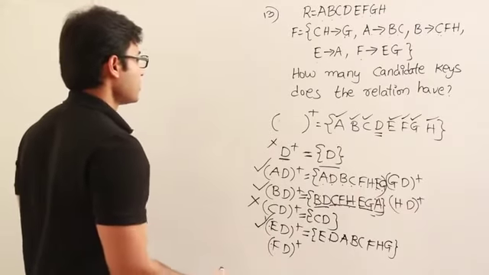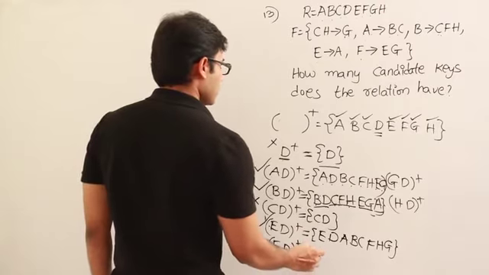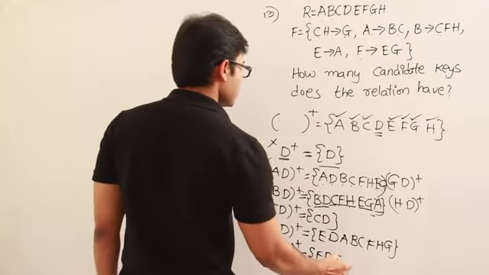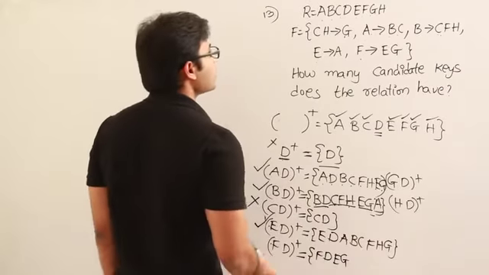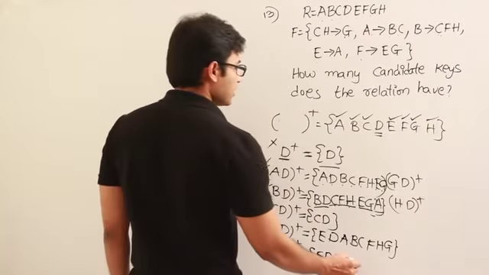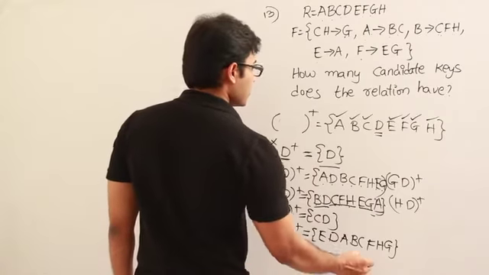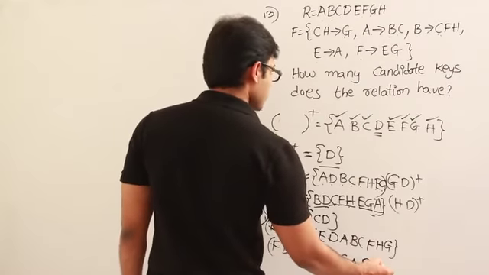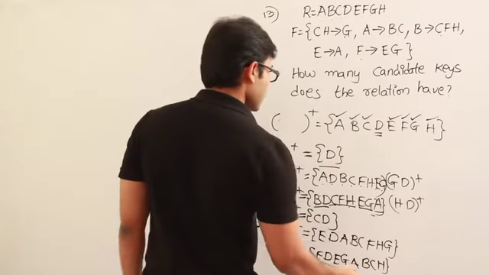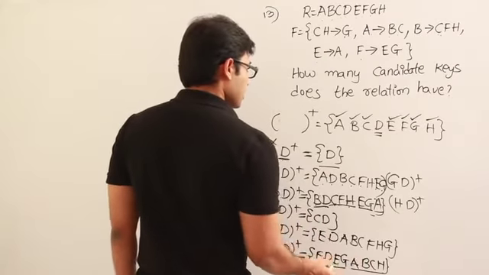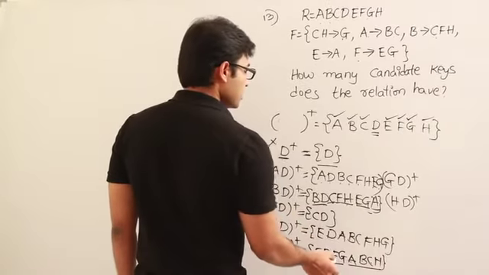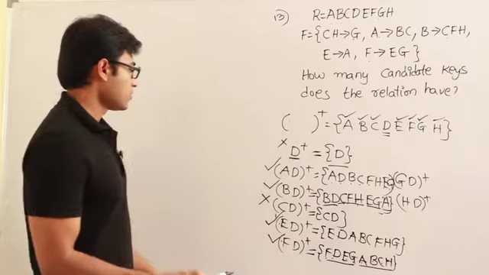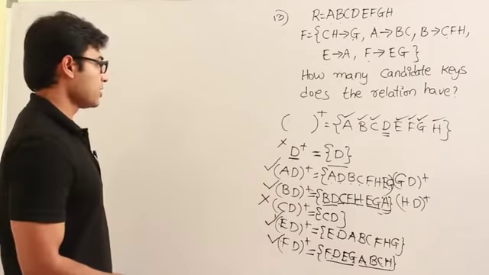Now let's see about FD. Because of FD I get FD, and because of F I get EG, and because of E I get A, and because of A I get BC, because of B I get CFH. So H I am going to get, I think I got everything, right? A B C D E F G H, yes. So we got everything. So now all these four are the candidate keys.